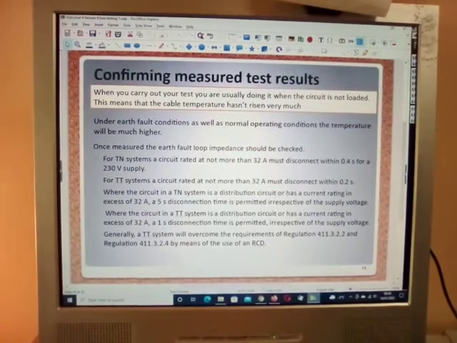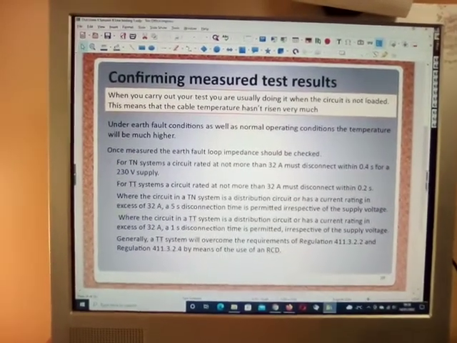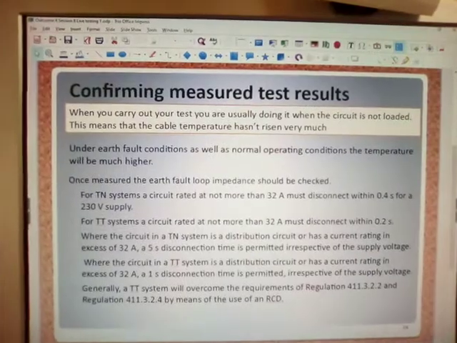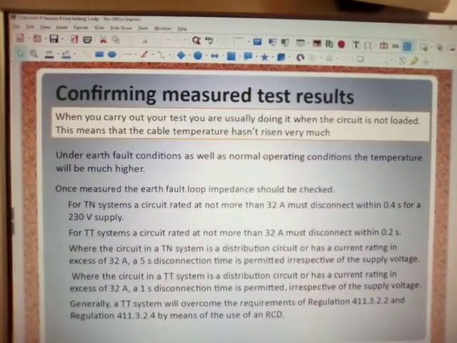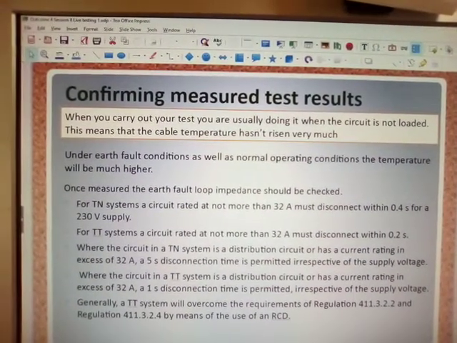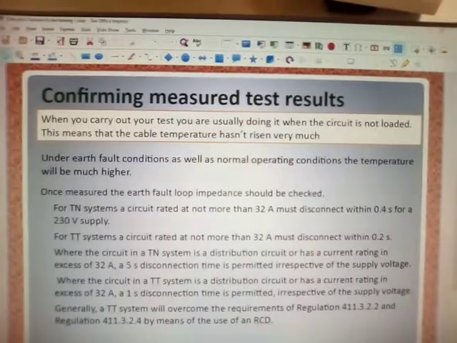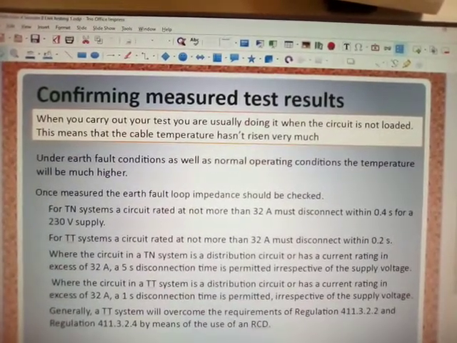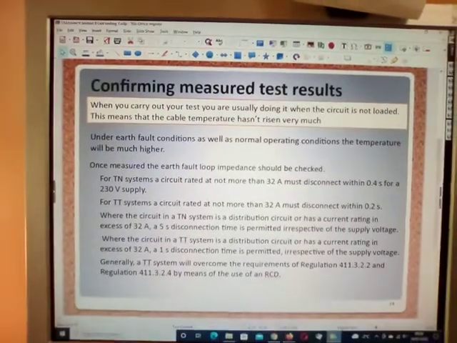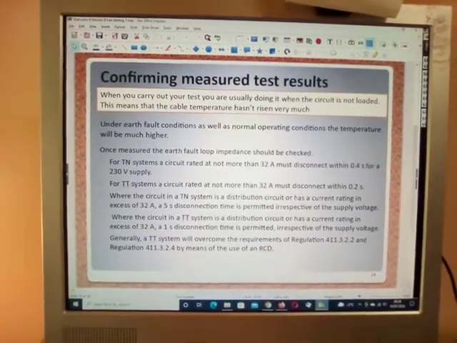Confirming measured test results. And again here, that's for you to read. I don't need to read this out to you. You're big boys and girls now. That's your role. Pan back, make sure we've got it in view.